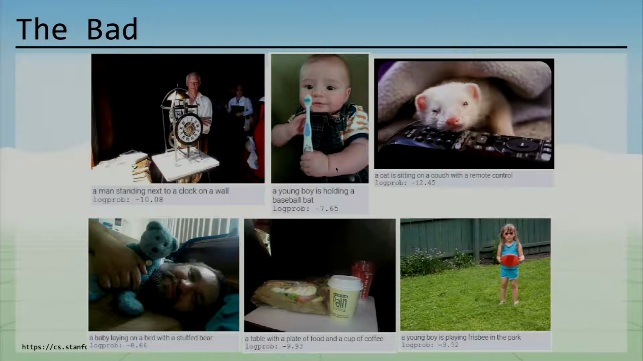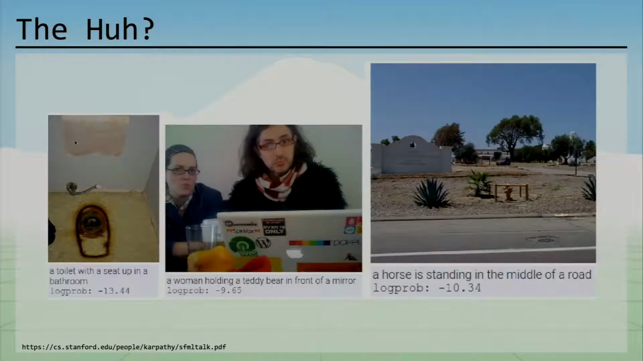So it's not always correct in terms of its predictions, and then there are some that just don't make any sense. "A woman holding a teddy bear in front of a mirror." There's not really a teddy bear. I guess this sweater or shirt is sort of fluffy and maybe looks teddy bear-ish, but there's not really a mirror going on in this picture.